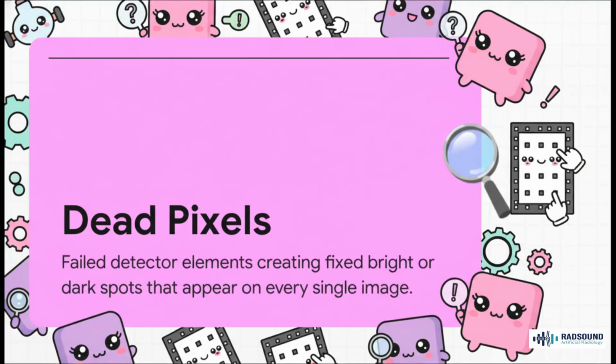All right, moving on to the machine itself. Let's talk about detector artifacts. Dead pixels are a classic example. Think of them like a clue that's always left at the scene of the crime. It's in the exact same spot on every single image because it's an actual physical failure in the detector.